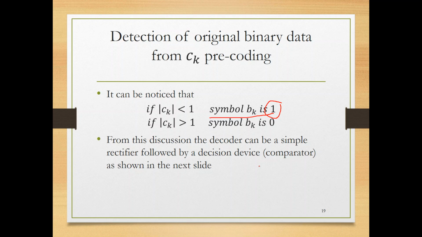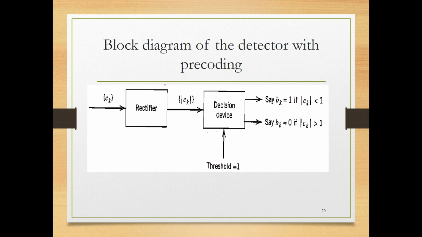And this is a low complexity receiver structure compared to coherent receivers. So basically, the block diagram at the receiver will be something like this. You have your CK, you pass it through a rectifier, which is basically a diode, and then you have the absolute value of CK after the diode, and then you put a threshold. This is the optimal threshold, and the threshold in this case should be 1, not 0, 1. And then you compare with this threshold.